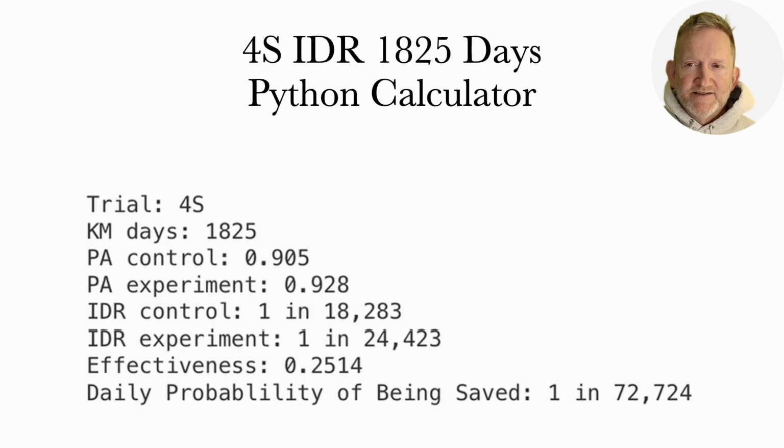Due to my laziness, I no longer calculate this stuff by hand. I built a little code in a program called Pythonista that sits on my iPad. And I put the numbers in, the proportion alive numbers, and the 1825 days. And it takes 0.00001 second, and it delivers these results.